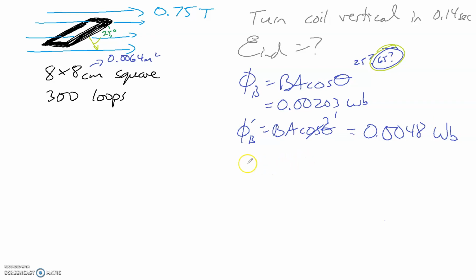Remember, it's not about how much flux you have, it's about the change in flux. So if I take those two, I can find my change in flux by subtracting the two. And if I do that, I will have a change in flux of around 0.00277 Webers.